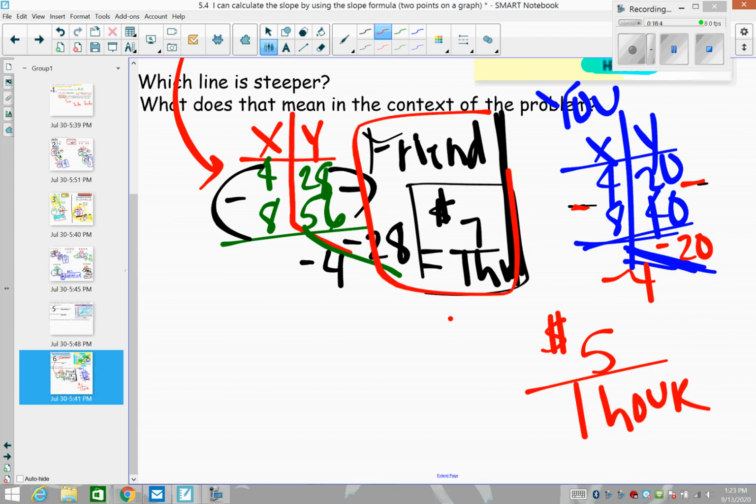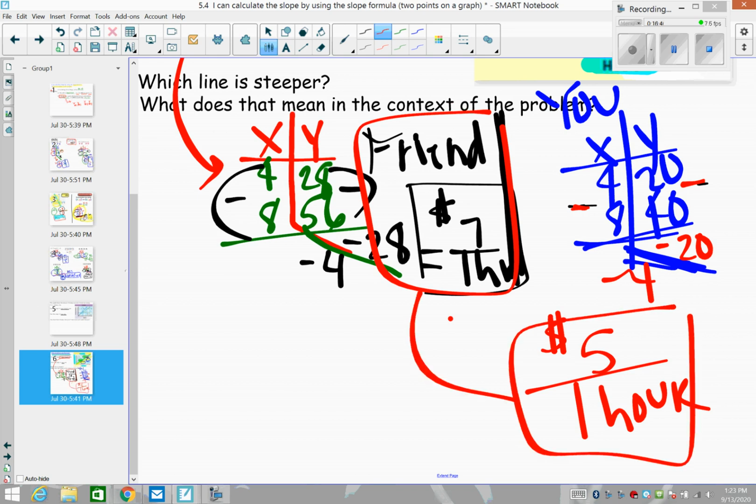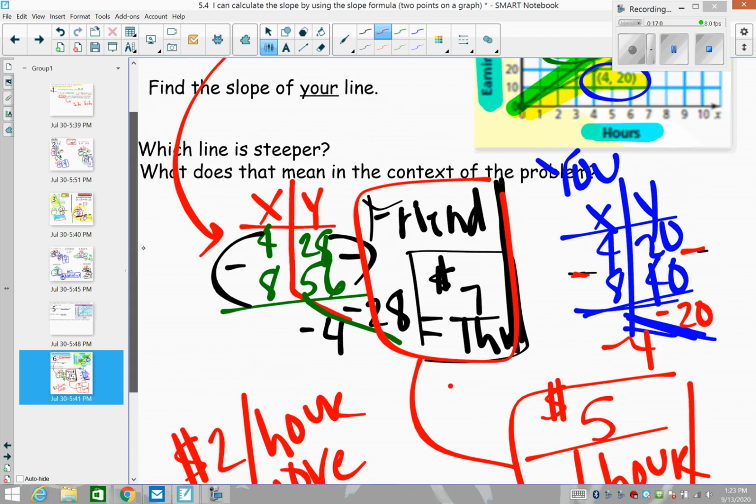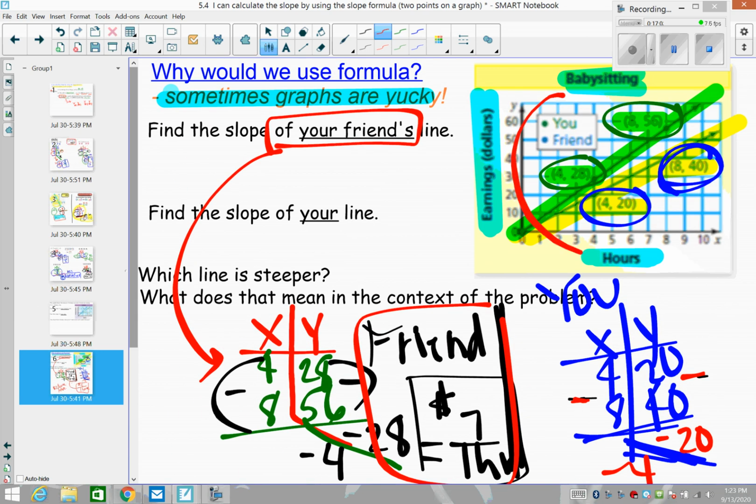So who makes more money? Your friend. Their line was steeper. How much more? Your friend makes $2 per hour more than you. So your friend's slope is steeper by $2 per hour. So that's another example of what we would do when we don't have a very nice graph to work with. The rise and run up here would have been really tricky because you would have had to estimate. You could have done it, but just not super nice numbers to deal with at 28 and 56. So that's when we'd use the formula.